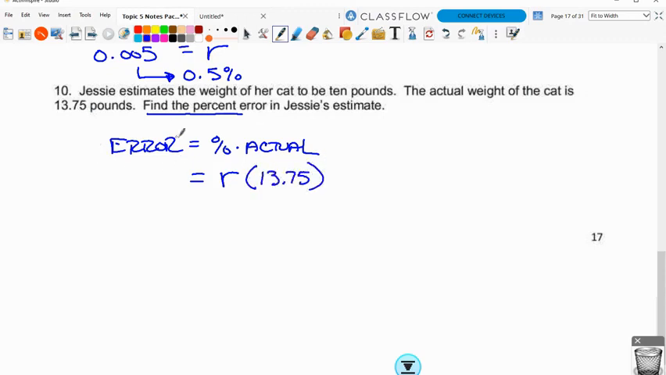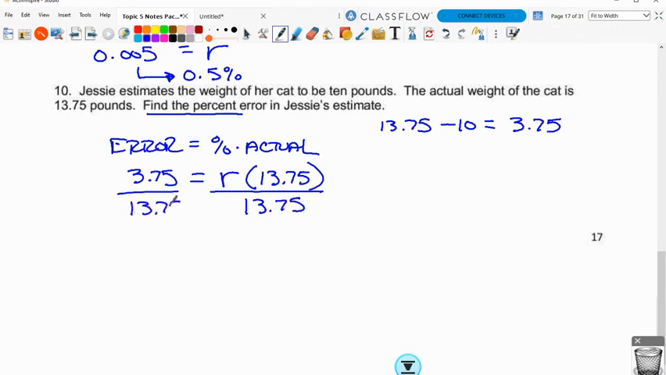And we have to figure out how much error was there in the guess. So the cat actually weighs 13 7/75 pounds. Jessie estimated it to be 10 pounds, which means that she was off by 3 7/75 pounds. That goes in for the amount of error. So there's our equation. 3 7/75 equals R times 13 7/75. To get R alone, R is on the right side. It's being multiplied by 13 7/75. So we'll divide by 13 7/75 on both sides. On the right, 13 7/75 divided by itself is 1, leaving us with R.